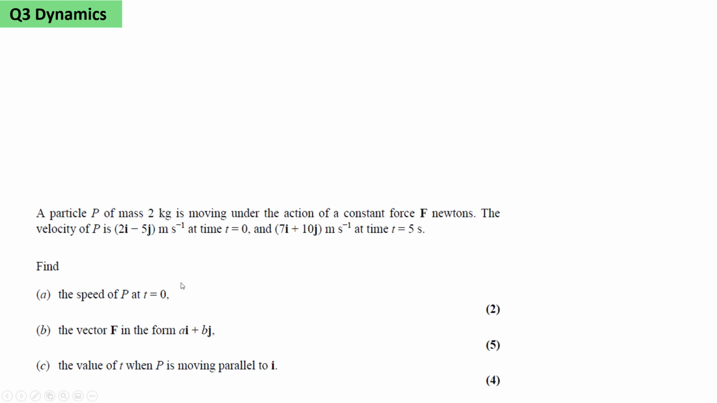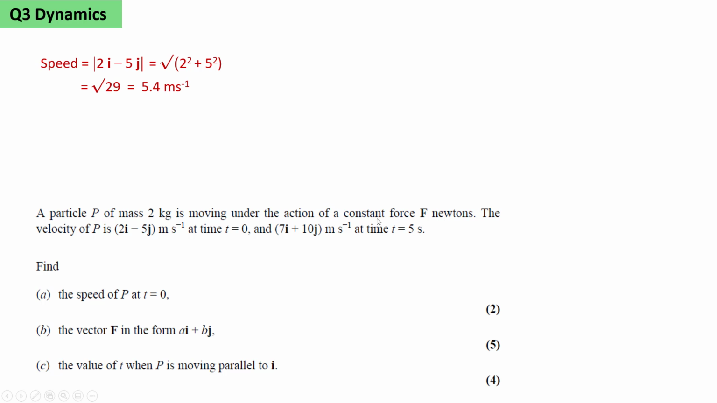The speed of P will be the magnitude of the velocity vector 2i minus 5j. So the speed is mod 2i minus 5j. We use Pythagoras to calculate that, so it's the square root of 2 squared plus 5 squared, which we can calculate to be 5.4 meters per second.